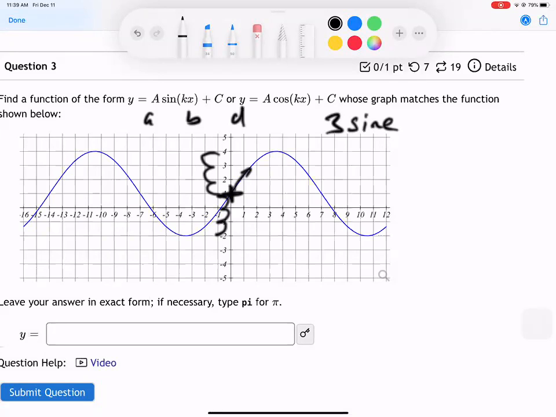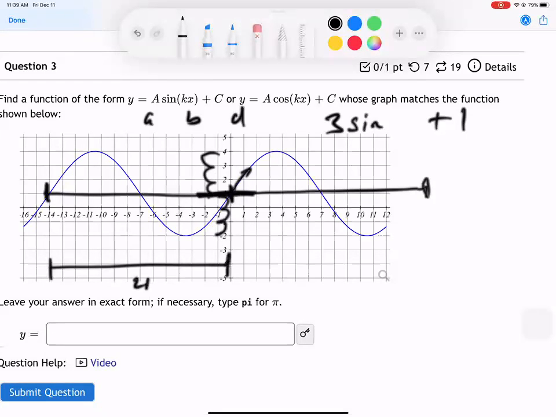The D value right here is going to be 1. Our D value is plus 1 on the end. And then our B value, now here's the hardest part. How long does it take me to finish one graph? If I go forward, we ran out of space. I don't know when to stop. So let's go backwards. From negative 14 to 0, that's 14 spaces. That's my period. But that is not B. If you write 14x right now, it is wrong. 100% wrong. So what is my B value?